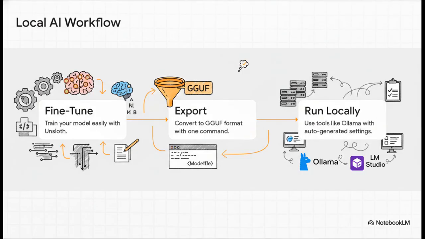And the best part? Unsloth makes the entire workflow so simple. You fine-tune your model with just a few lines of code, then you can export it to a common format like GGUF with a single command. Unsloth even automatically creates the necessary model file for you, so you can immediately load up and run your brand new custom AI right on your machine using popular tools like Ollama or LM Studio. It's a completely seamless path from your idea to a working AI.